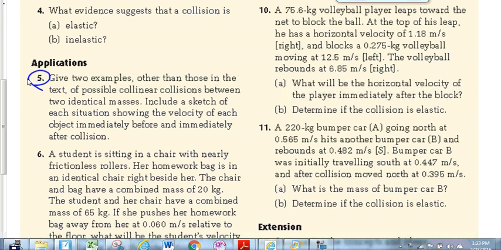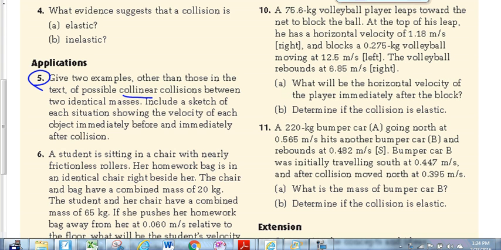Give 2 examples other than those in the text of possible collinear collisions. By the way, what's that term mean, collinear collision? You haven't heard that term, have you? Well, up until the time you did these questions, it's the only kind of collision you did. A collinear collision is a collision that's in one dimension. So north-south or east-west or some kind of combination, but all along the same axis. So it's the collisions that we did up until with about 5 minutes left in class yesterday.